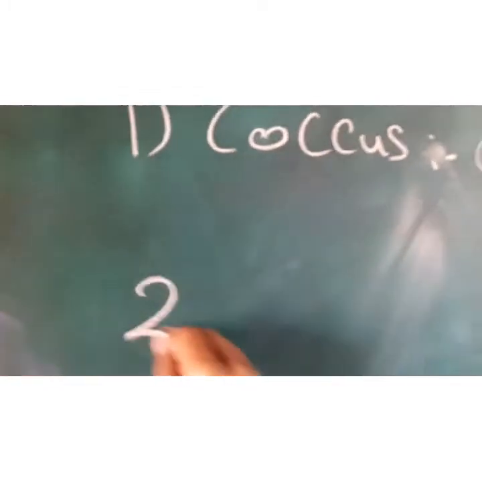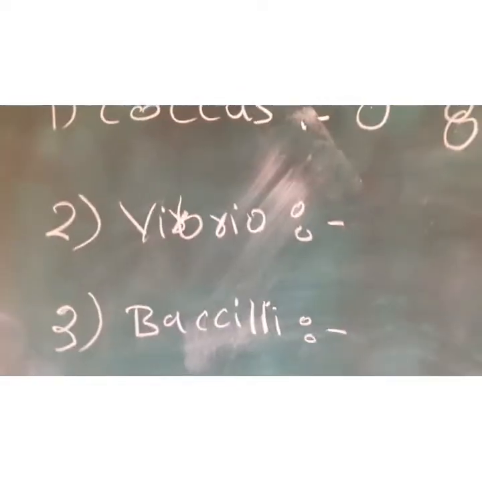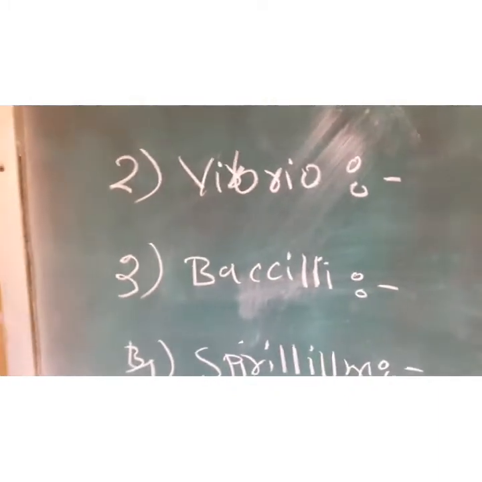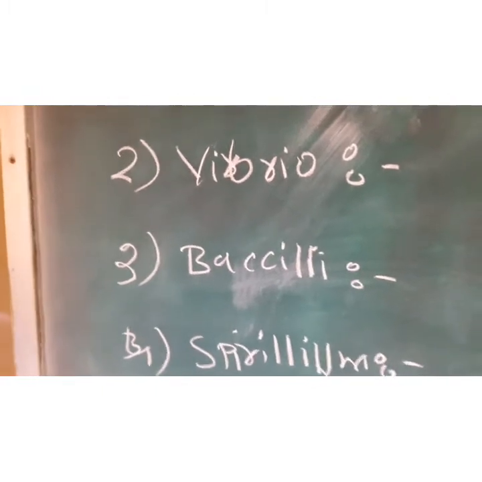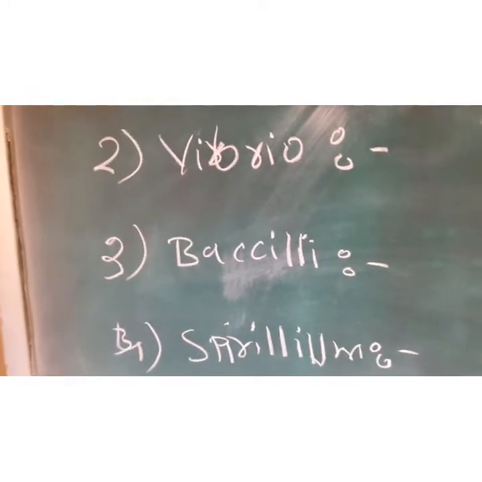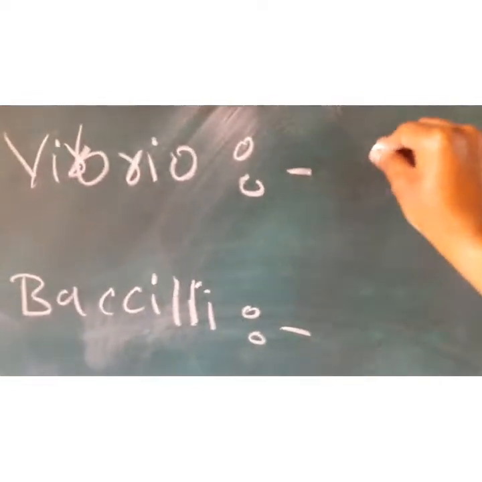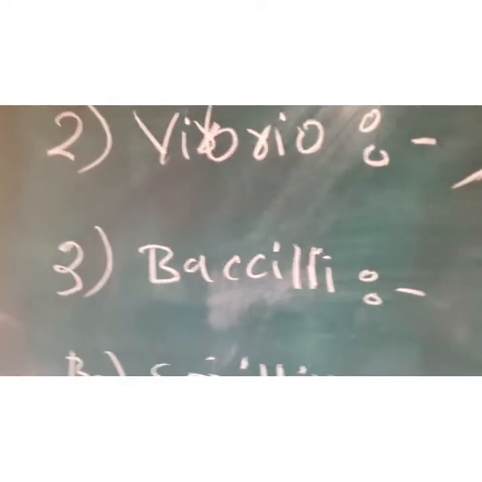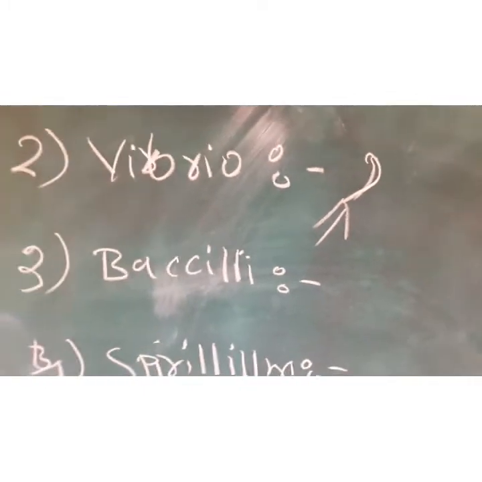Second is vibrio. In this structure, they are small and comma or kidney-like. They have flagella at one end and are also motile. So such a type of structure you can see. They have flagella at one end, so they are just comma-like.